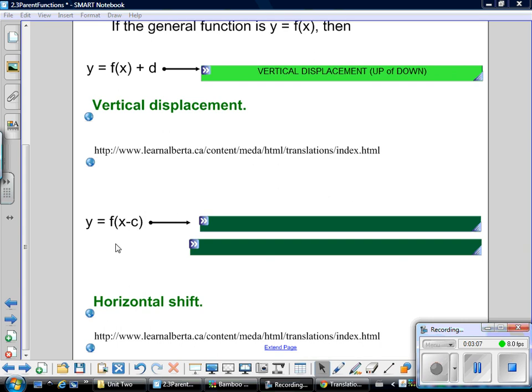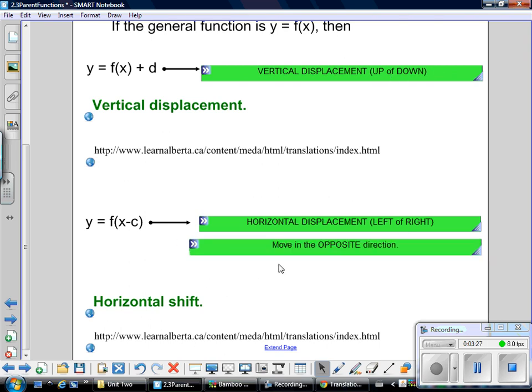Now, the other kind of translation we're looking at is if I open up my function and I throw something in with the x. We call this a horizontal displacement. In other words, we're moving left or right. And remember that we always move in the opposite direction of the sign that they show us. So if it says a negative 3, we're going to move it in the positive 3 direction. If it says positive 3, we move in the negative direction.